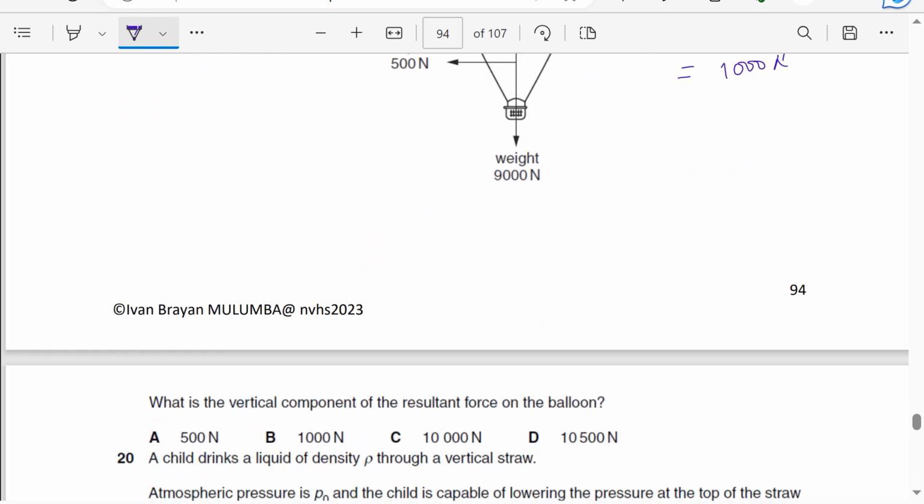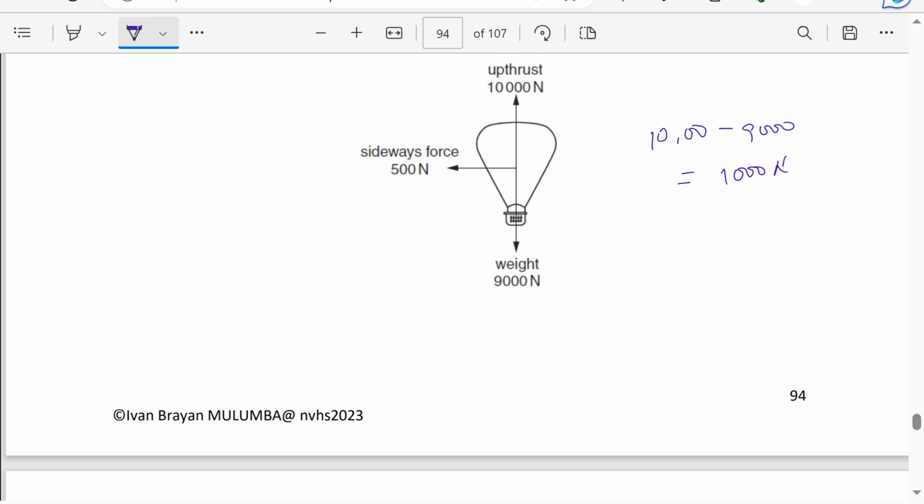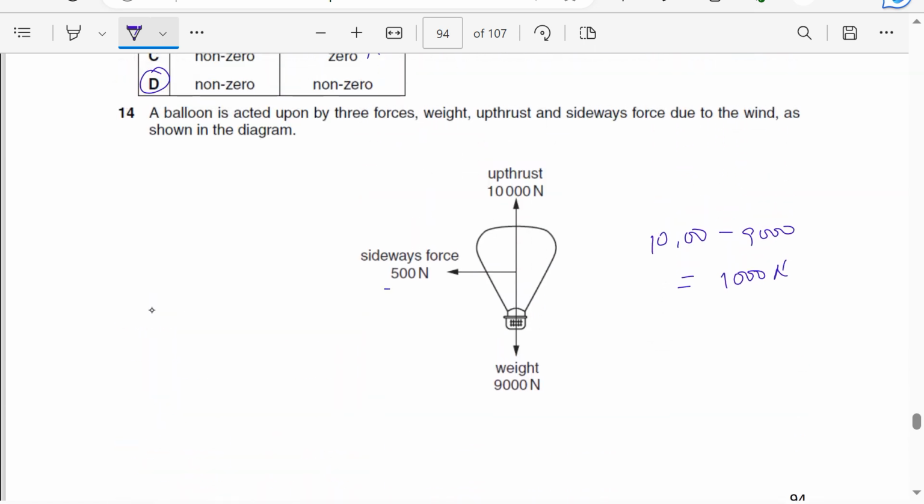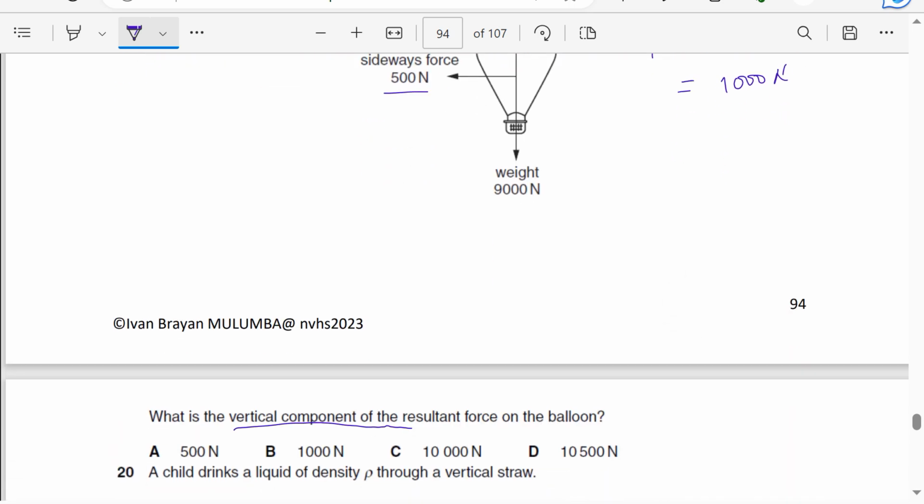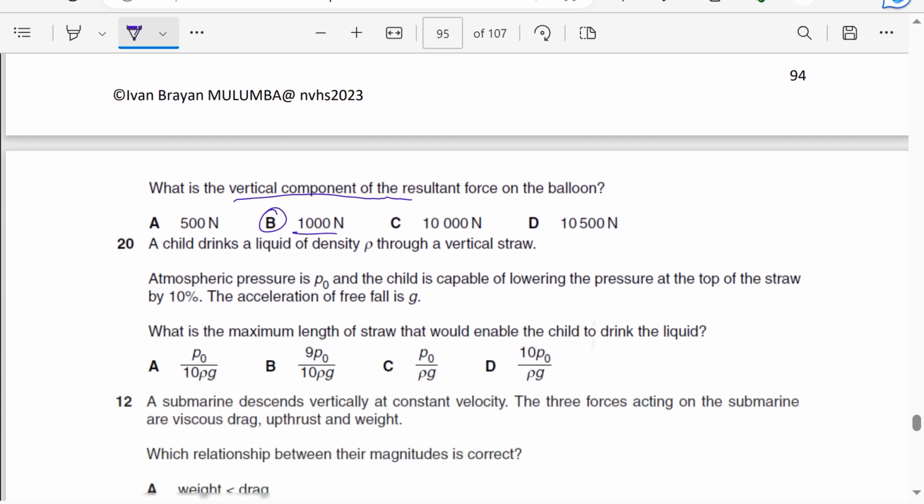The question is, what is the vertical component of the resultant force on the balloon? Of course, there is no other vertical component because we shall not resolve this in the vertical. So the vertical component is 1,000. Automatically, I will just subtract in the vertical. So the vertical component is 1,000 newtons.